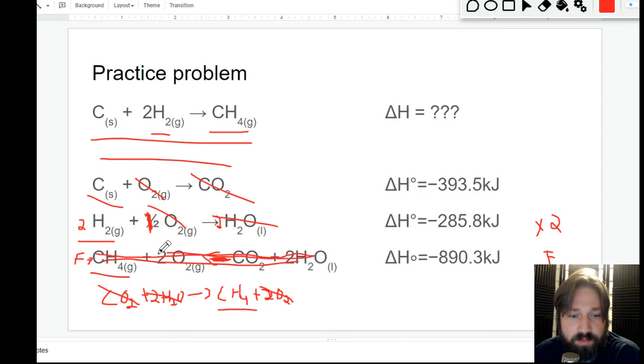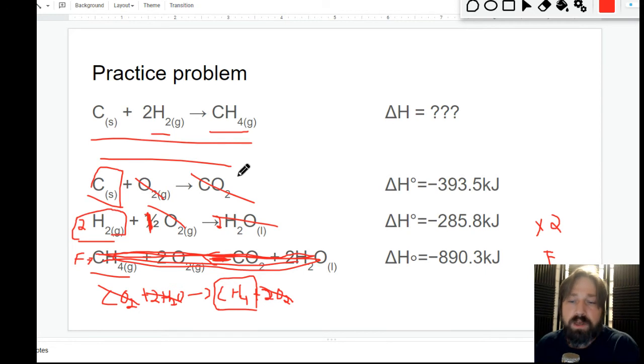So I'm going to really cancel these out so I don't forget. Let me double check. And we got our carbon, our 2 hydrogens, and yes, our methane, and nothing else. Everything else is canceled. Great. So we did a thing. We flipped and we doubled and we multiplied, and we've set this up to where when we add them all together, it makes the reaction that we're after.